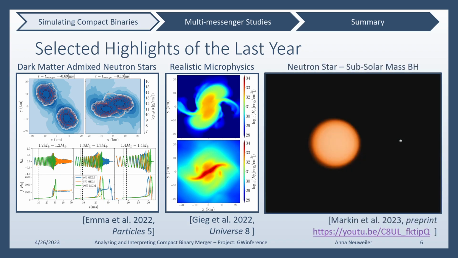And last but not least, a very recent study that we are just about to submit to a journal is a study of a simulation for a neutron star merging with a subsolar mass black hole. I have also here a short video. So the black hole has here a mass of 0.5 times the mass of our Sun, and therefore the system is very outside the regime for typical gravitational wave models.